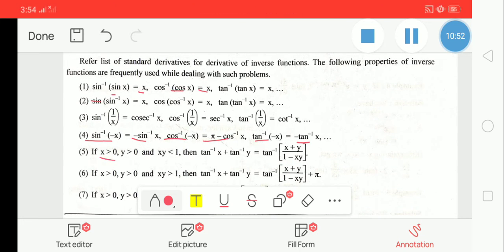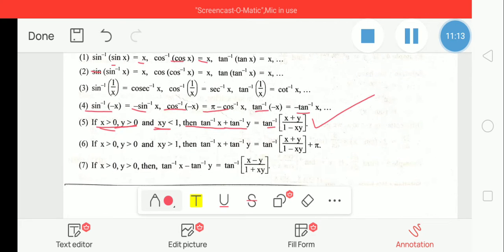Now suppose x is greater than 0 and y is also greater than 0, and their product xy is less than 1. Then tan inverse of x plus tan inverse of y is equal to tan inverse of (x plus y) divided by (1 minus xy). And when x and y are greater than 0 and xy is greater than 1, the case changes.